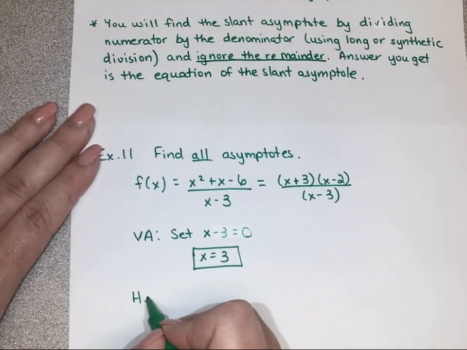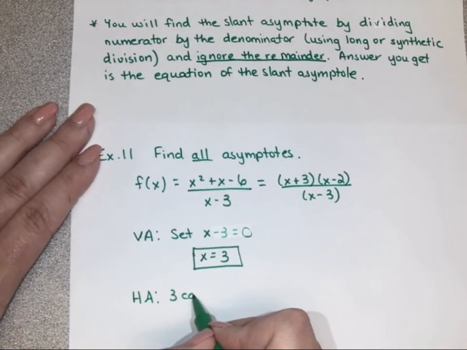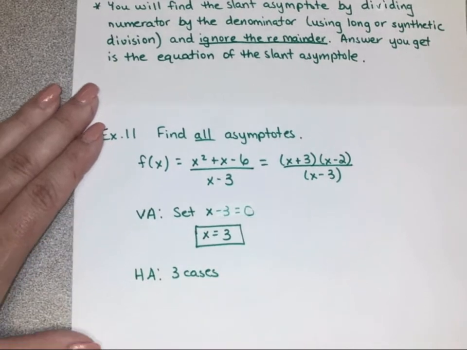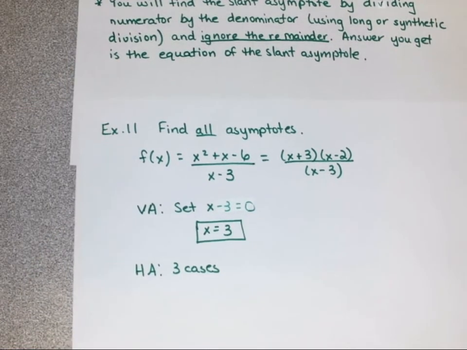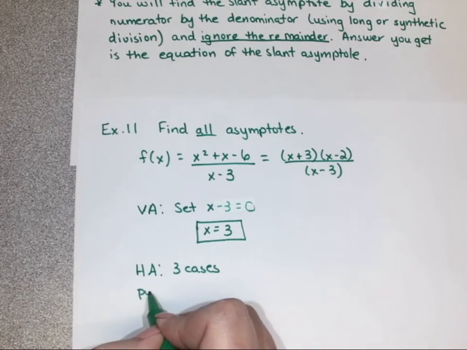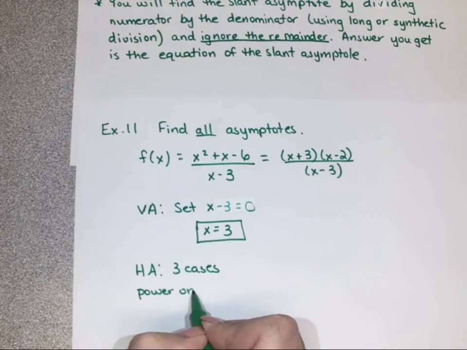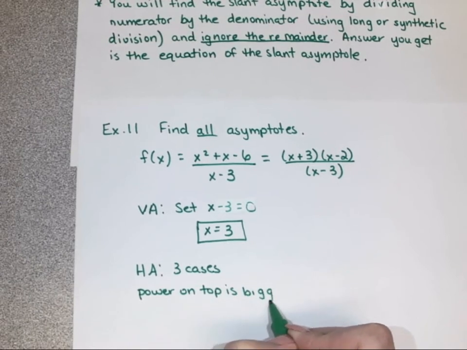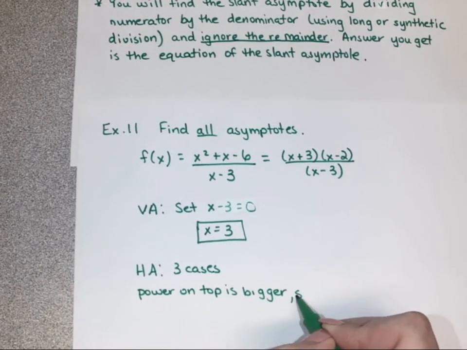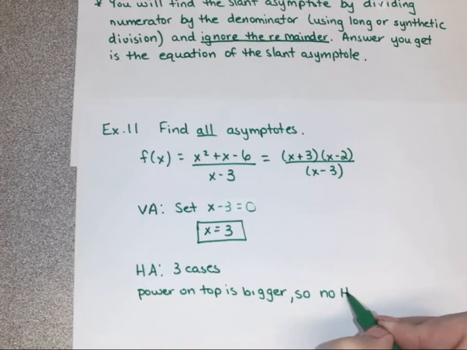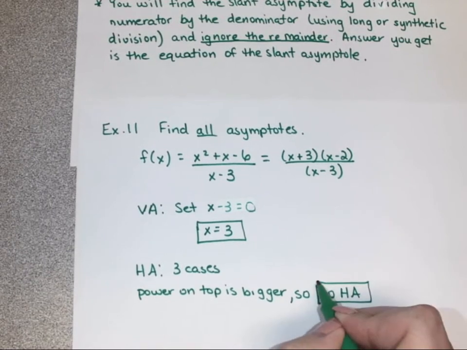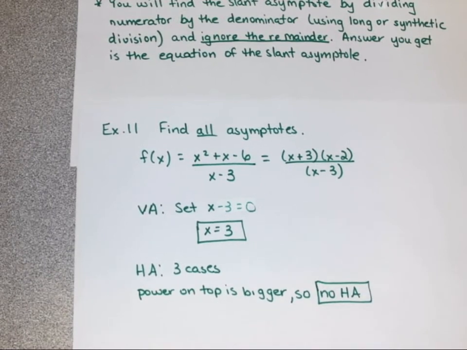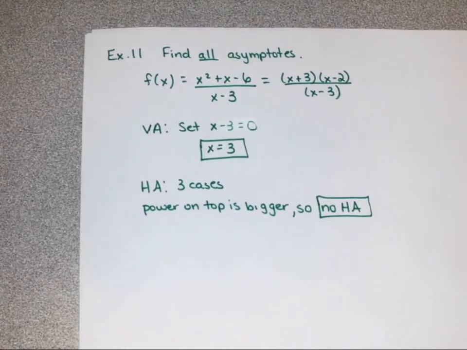Okay, for the horizontal asymptote, remember this is the 3 cases thing. So what do you notice about the power on top for this function? Power on top is bigger. Do you remember what conclusion that is? It's been a minute. Means none? Yeah. The power on top is bigger, so we don't have a horizontal asymptote.